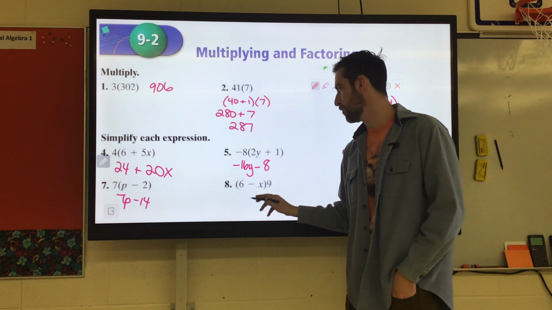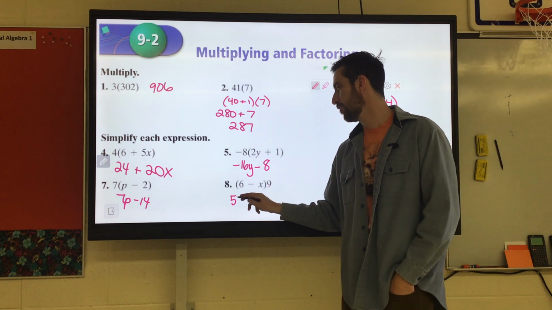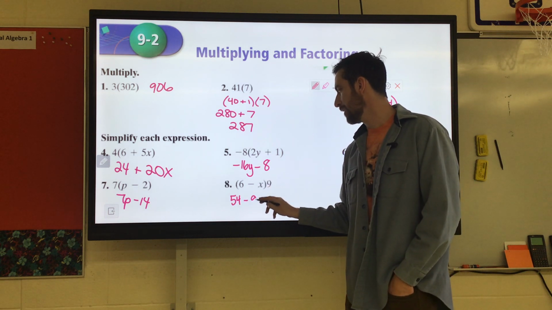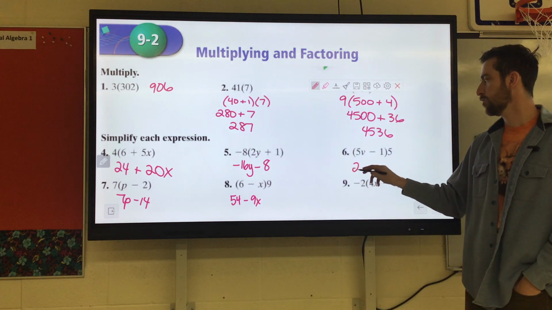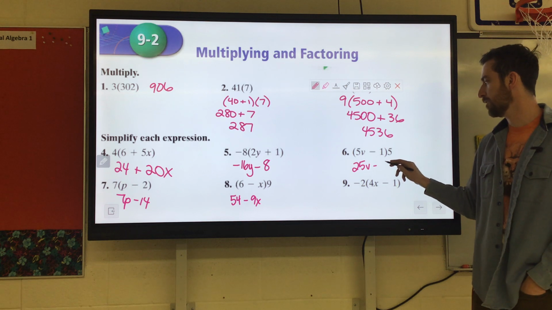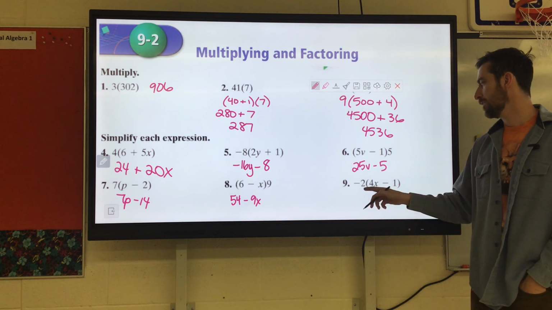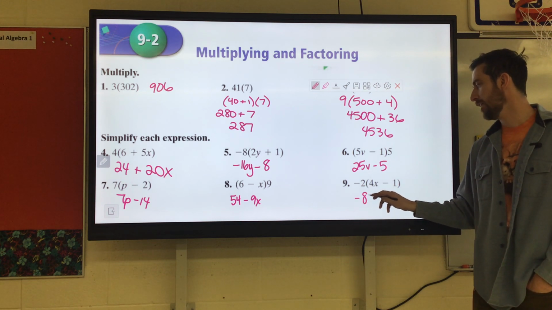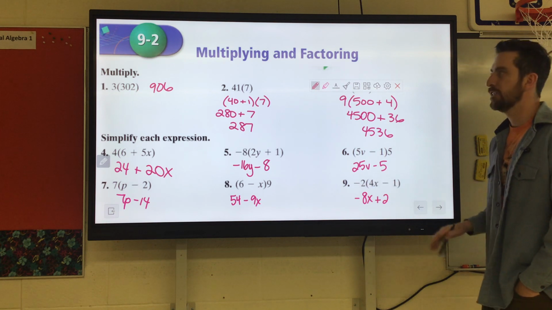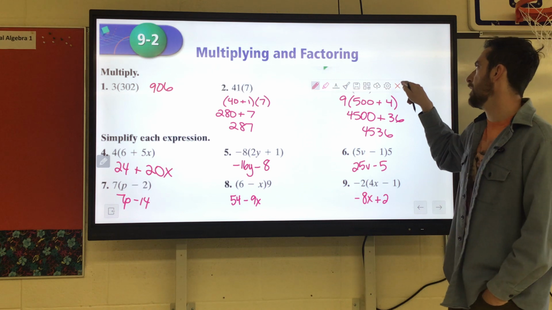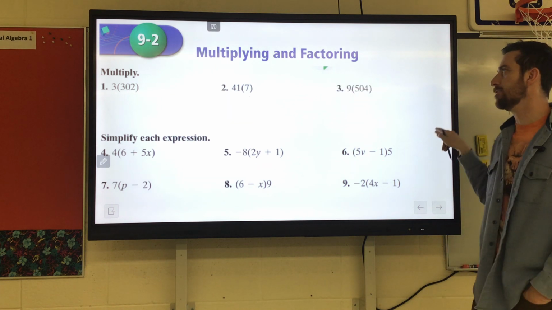Underneath, if we multiply these by 9, 9 times 6 is 54, minus 9 times x is 9x. Over here, 5 times 5v is 25v, minus 5 times 1 is 5. Last one, negative 2 times 4x is negative 8x, and negative 2 times negative 1 is positive 2. All warmed up, ready to go. Let's get to the nasty new stuff.